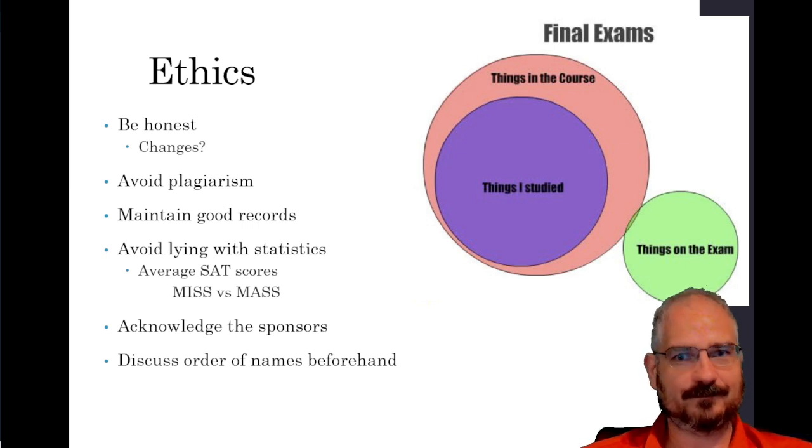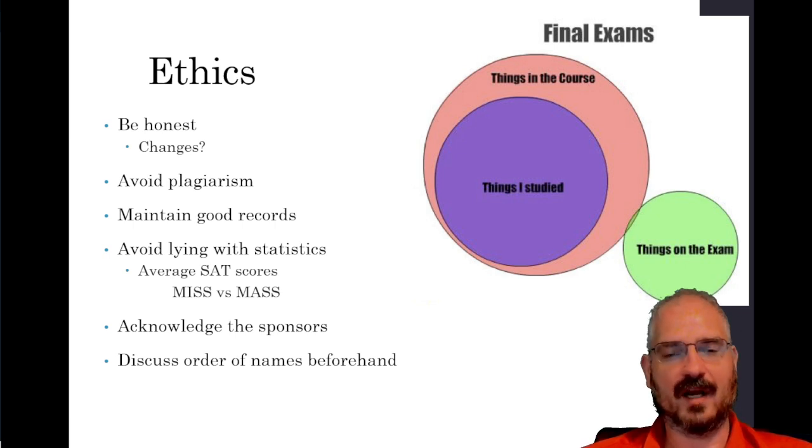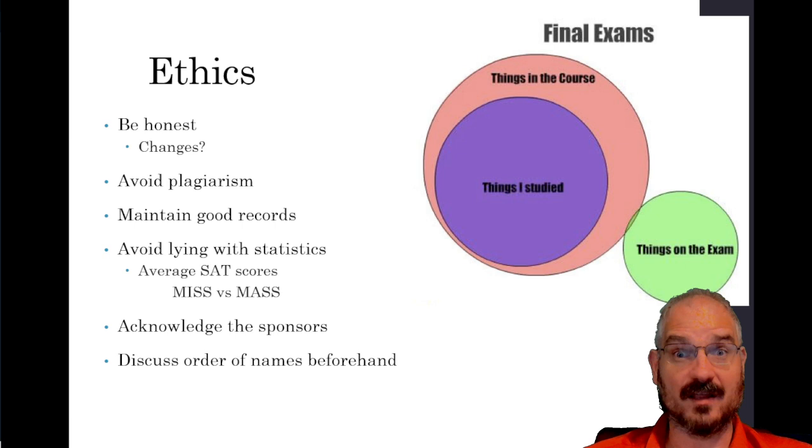Avoid plagiarism. We're going to talk a lot more about plagiarism in the next subsection. But plagiarism is essentially using other people's ideas and words as your own. You really need to avoid that. Next thing, maintain good records. If it's not written down, it didn't happen. Record everything and maintain those, right?